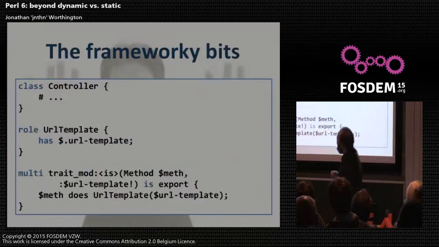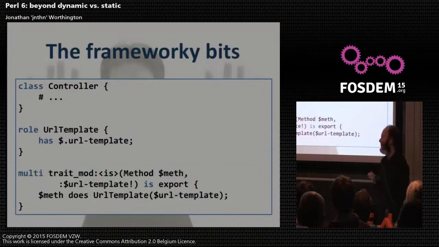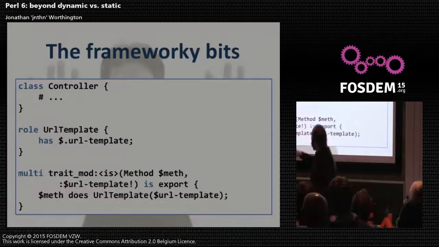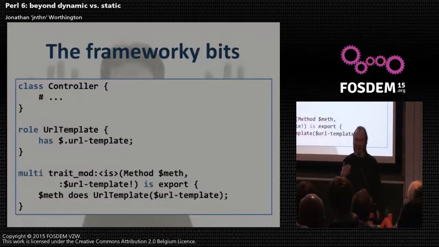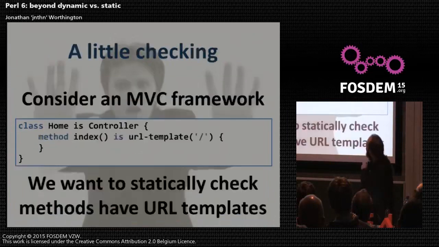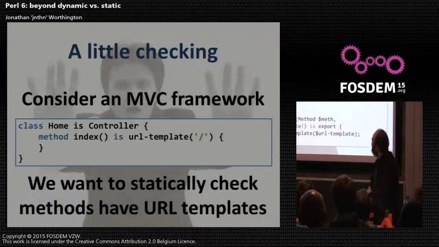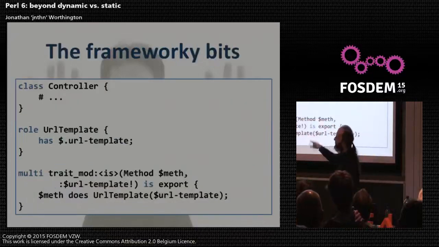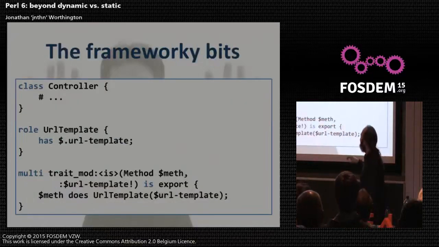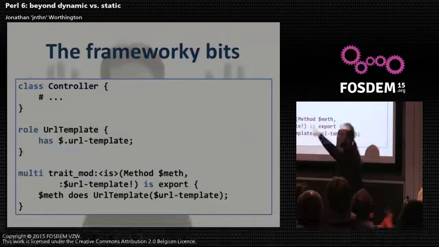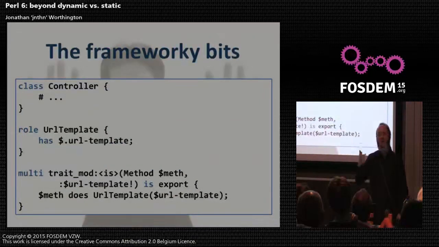Well, here's just a little bit of infrastructure. There's my controller class. That is the base class for things. Here I've got a role, which just holds a URL template. And here I've got something I call a trait. You see that is keyword there. You can choose what's going after that. And the way you do it is by writing one of these trait mod subroutines. All I have to do is say what sort of declaration I want my trait to apply to. So in this case, methods.